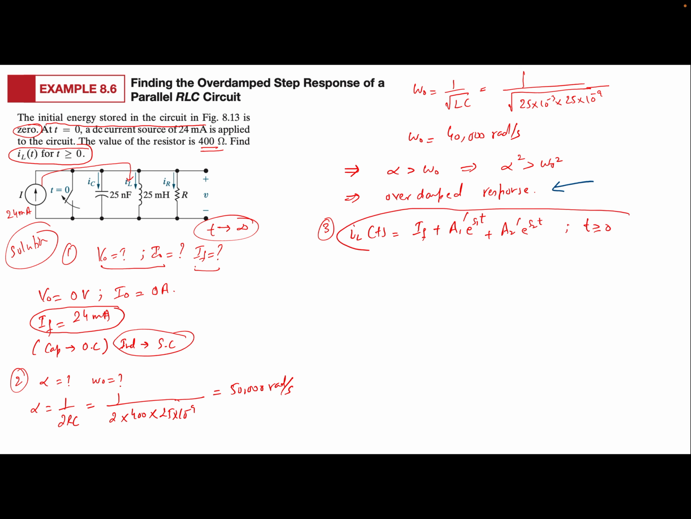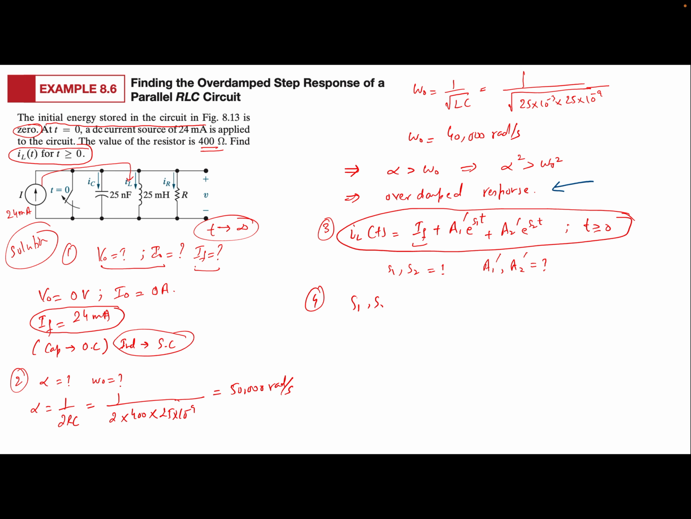So here's my equation. In order to find this expression, I need to find the values of S1 and S2, and also A1 prime, A2 prime, and I_F. I already know the value of I_F. I'm going to first find the values of S1 and S2, and then A1 prime and A2 prime. So let's start with finding the values of S1 and S2.